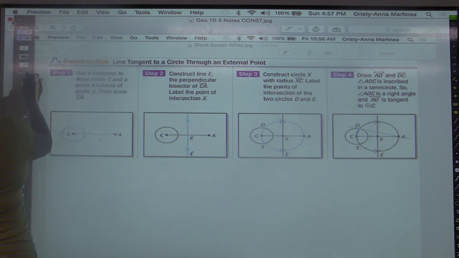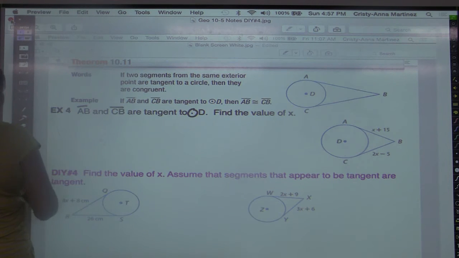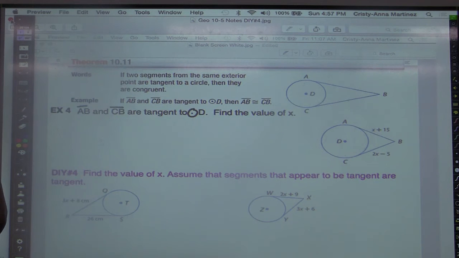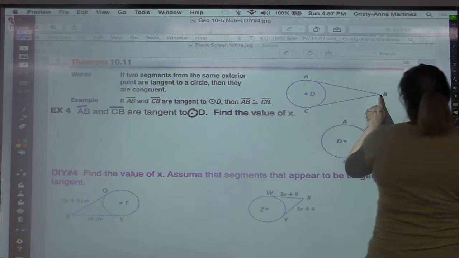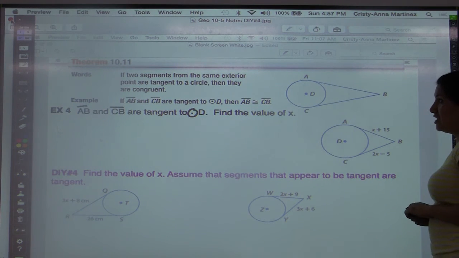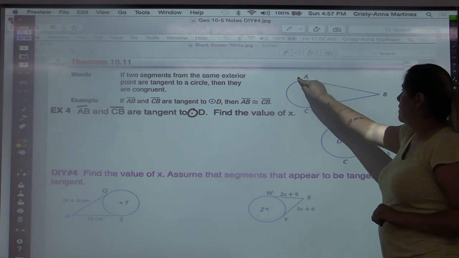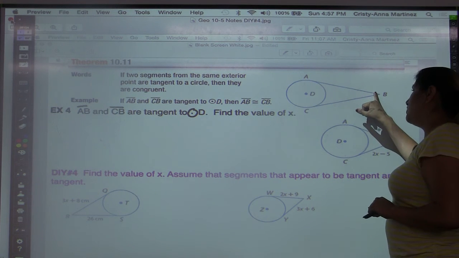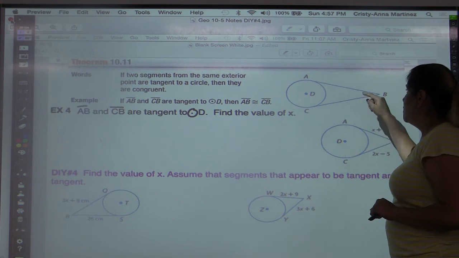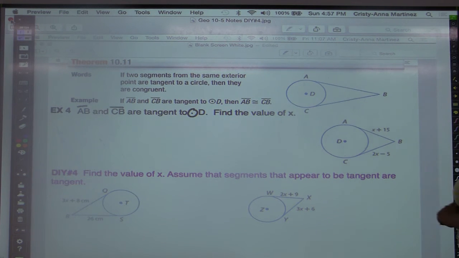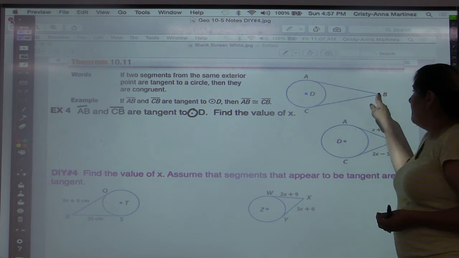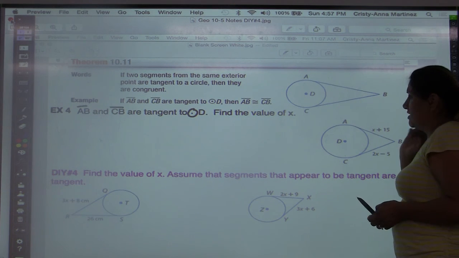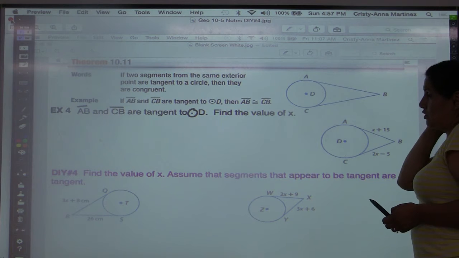All right, so we're going to go on to example 4. And in example 4, we have another theorem. This theorem tells us that if two segments from the same exterior point, so here's the exterior point, it's outside of the circle, are tangent to the circle, so this point is tangent to the circle with the segment AB, but it's also tangent to the circle with segment BC. Since both segments are tangent to the circle, then they are also congruent. So basically, AB and CB would be congruent segments because they're both tangent to the same circle from the same exterior point.